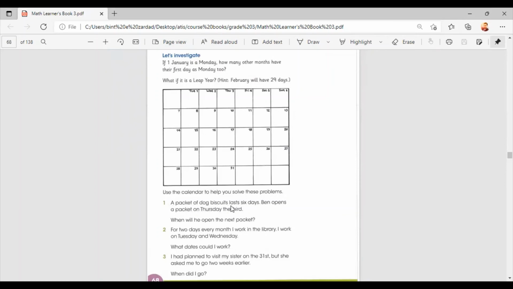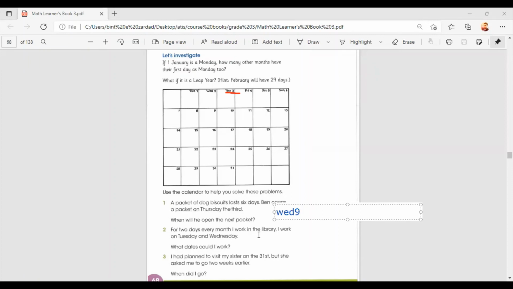A packet of dog biscuits lasts 6 days. When he opens a packet on Tuesday the 3rd, where is Tuesday the 3rd? Sorry, Thursday, Thursday the 3rd. This is Thursday the 3rd. Okay. When will he open the next packet? Very easy. 6 days: 1, 2, 3, 4, 5, 6, so the 9th. Wednesday the 9th. He needs to open the next packet on Wednesday the 9th. So we write here Wednesday 9.